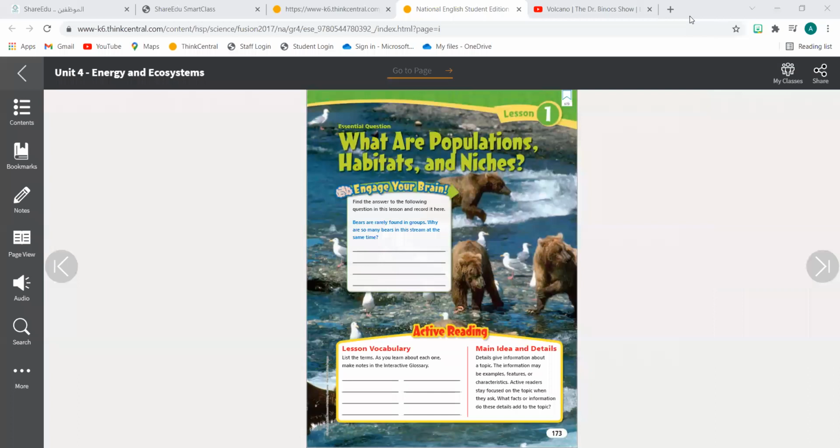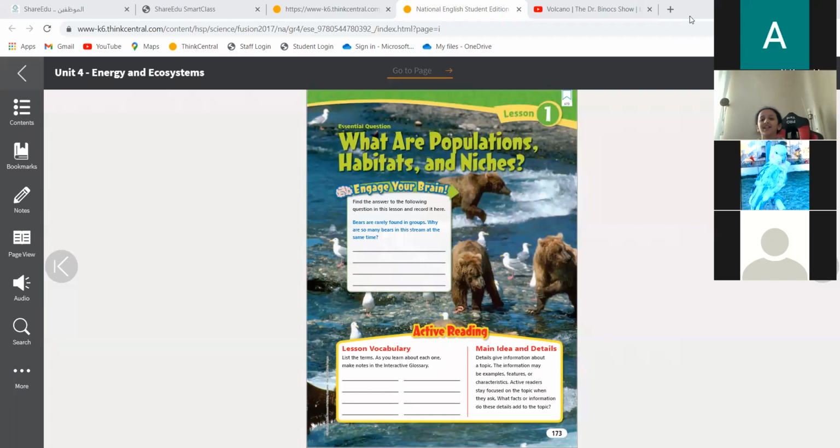I forget it. Habitat I know like a house. Yes, like Dana, that's right. Shelter. Yes, exactly, Dana. It's the place where an animal lives. Excellent. What about populations? Can you try, girls? Definitely it's related to animals, as you can see. Miss, I only know habitat, but I forget its meaning. Habitat is a place where an animal lives.